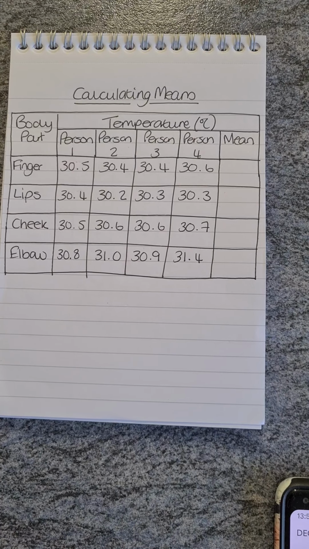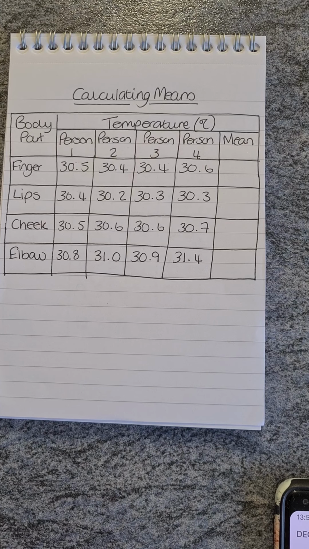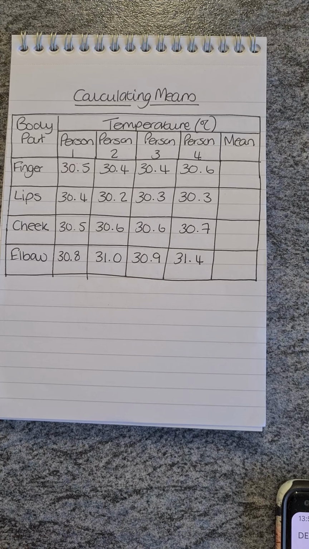Okay, this video is going to look at calculating means. When we carry out an experiment in science, we sometimes repeat that experiment 3 or more times so that we can check if the data we're getting is repeatable, if when we do the same experiment, we get very similar data each time.